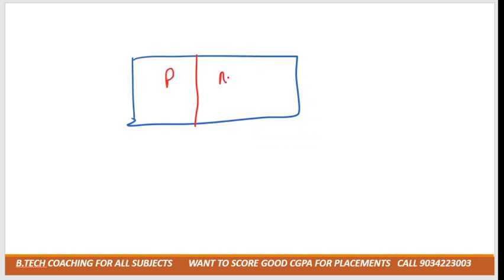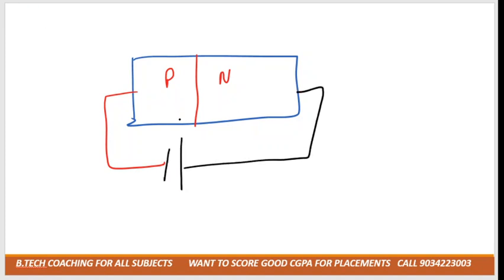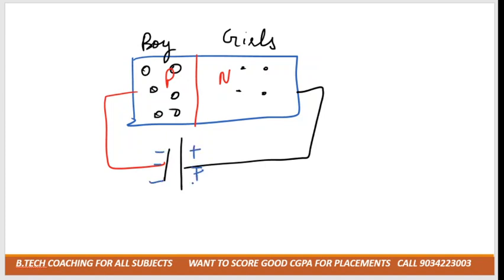Now they have again done the experiment. They have connected the opposite: P with the negative and N with the positive. P is the boys, as you know, and N is the girls. So this one is the negative and this one is the positive, meaning the boys are connected to the negative and the girls to the positive.